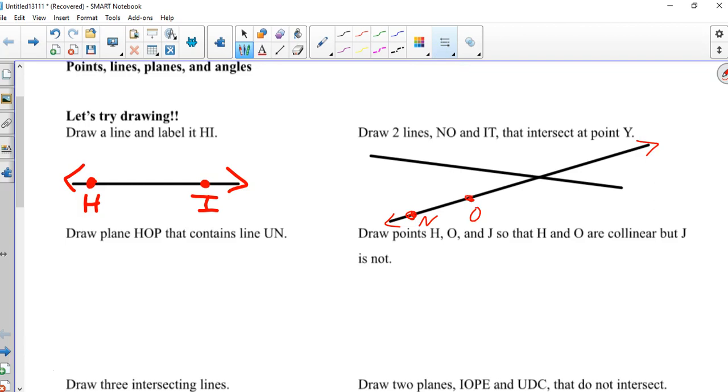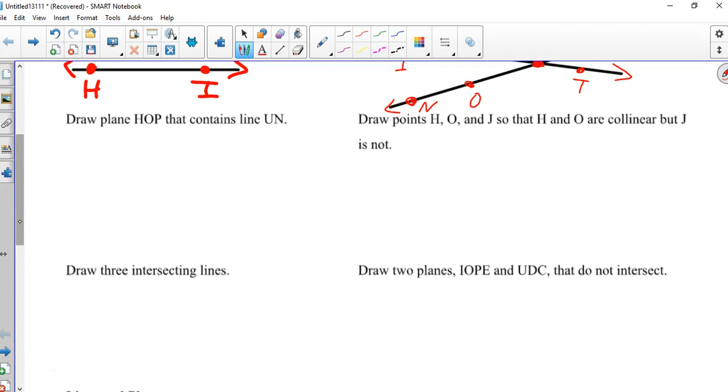And then IT, I need arrows. I can put my I here. I can put my T here. And this is point Y. That is where they intersect. And remember, IT can also be called YT or IY. And NO can be called OY or NY.